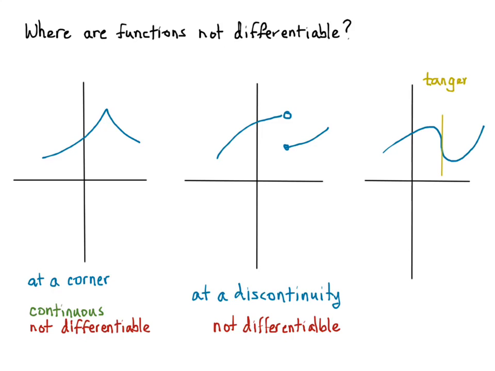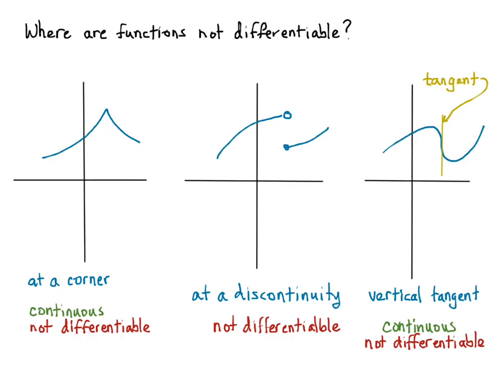And then the last one is where you have a tangent that's vertical. And remember, the equation of a vertical line is just x equals some constant, x equals 3. Well, the slope of that is not defined. It's 1 over 0. And since the slope isn't defined, the tangent can't be defined. There's not a value that we can use to represent what that slope is. So with a vertical tangent, it can be continuous, but it's not differentiable. So those are your three conditions of non-differentiability.